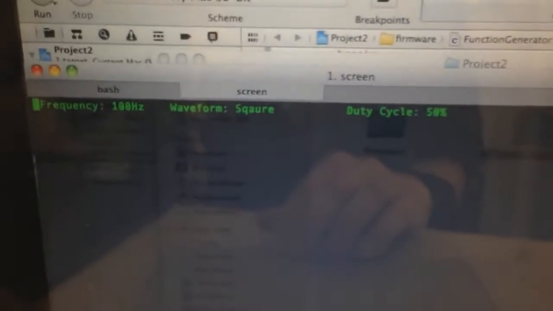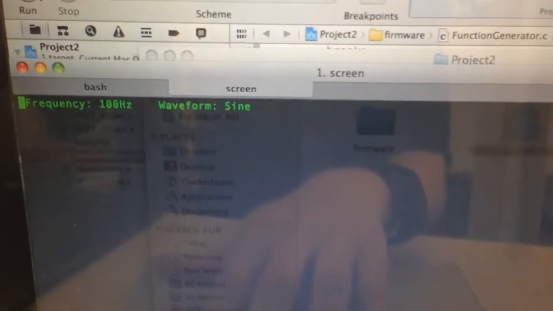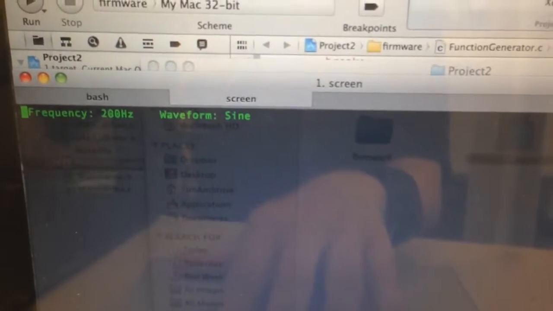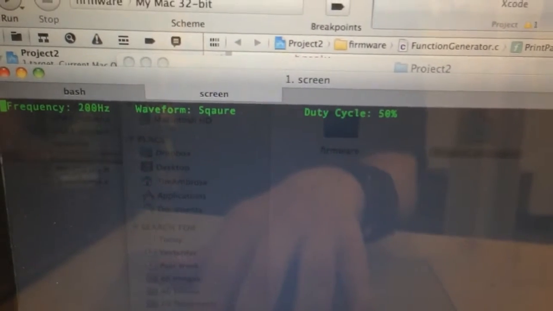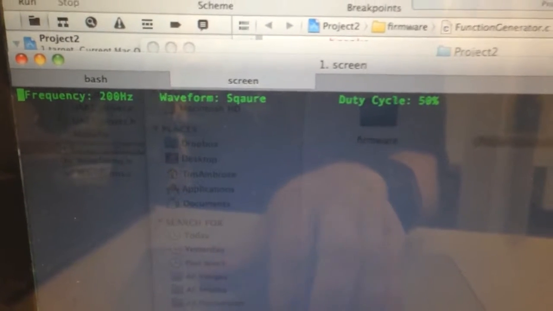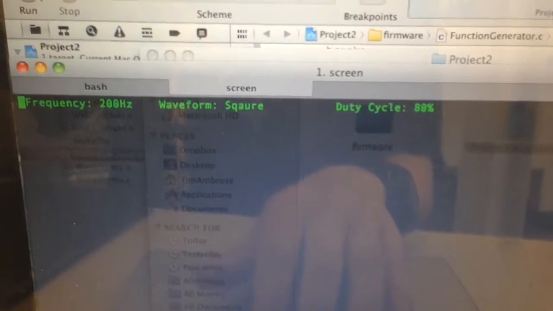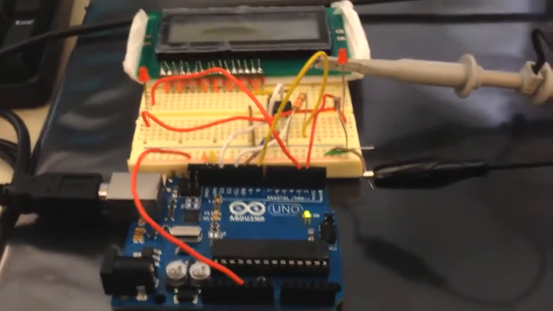So that's my project two. And this thing keeps track of what it's outputting right here. Push W, push F, and if I get back to square wave, it'll show the duty cycle because that's the only one that the duty cycle is relevant for. And then you push D, changes the duty cycle. So that's it. That's project two, the function generator.